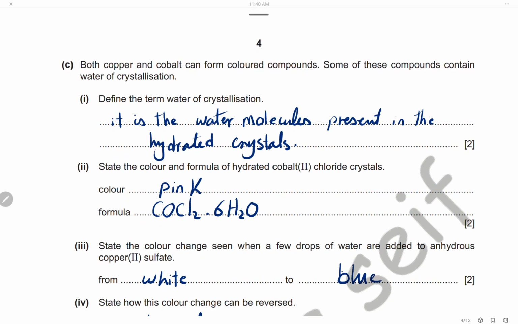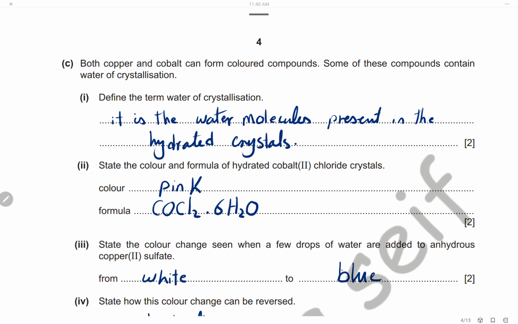C. Both copper and cobalt can form colored compounds. Some of these colored compounds contain water of crystallization. Define the term water of crystallization. Water of crystallization is the water molecules present in the hydrated crystals. Here, state the color and the formula of the hydrated cobalt 2 chloride crystal. Hydrated cobalt chloride crystals are pink, and the formula is CoCl2 with 6 H2O, 6 water molecules.